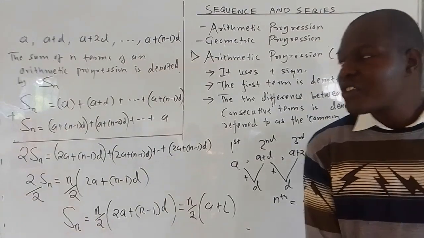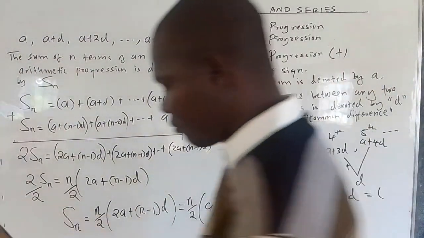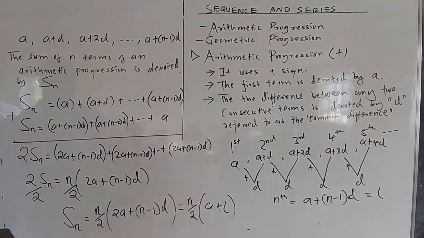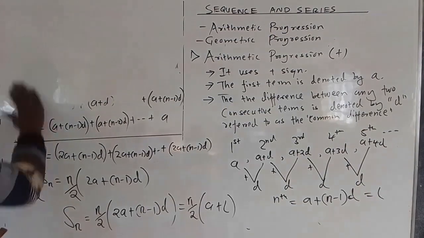Can we now see the second kind of progression, that is the geometric progression? How do we deal with a case of a geometric progression?